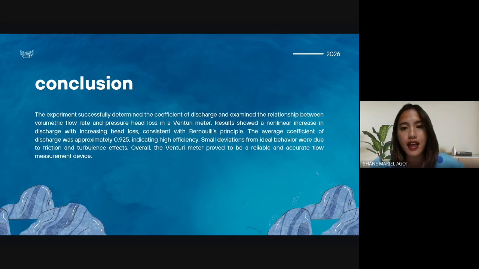However, since the coefficient is slightly less than 1, it also indicates the presence of minor energy losses in the system. So these losses can be attributed to friction, turbulence, and shear stresses as the fluid passes through the converging and diverging section of the venturimeter, especially at a higher flow rate.